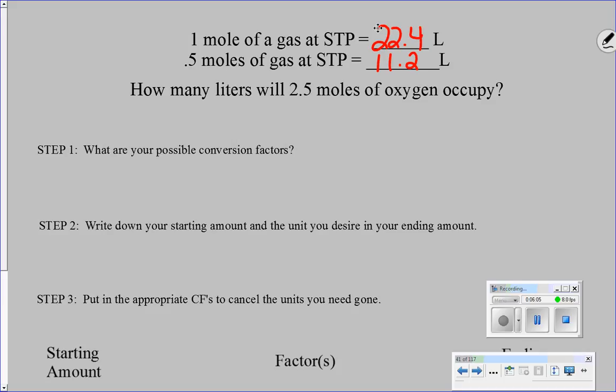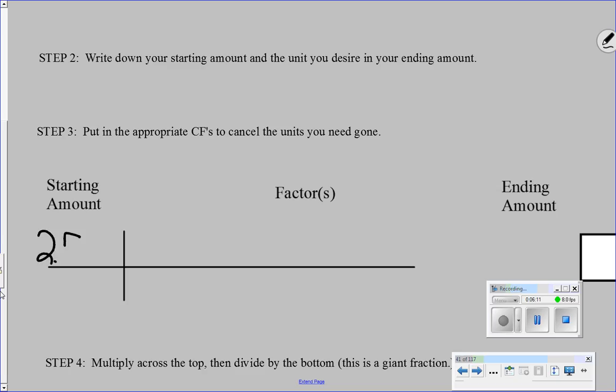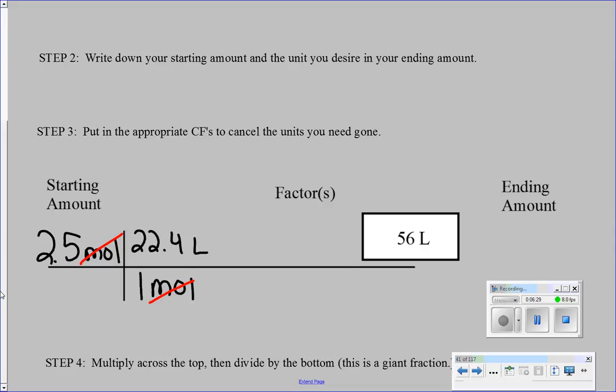So we want to actually find out how many liters are in 2.5 moles of oxygen. So my starting amount is my 2.5 moles. I want moles on the bottom. I'm going to put 1 mole down here and 22.4 liters up here. Moles are going away. I'm actually multiplying here. So you're going to do 2.5 times 22.4, which gives you 56 liters. You only have 2 sig figs there because of that 2.5.